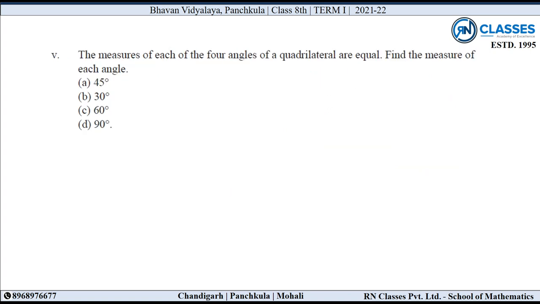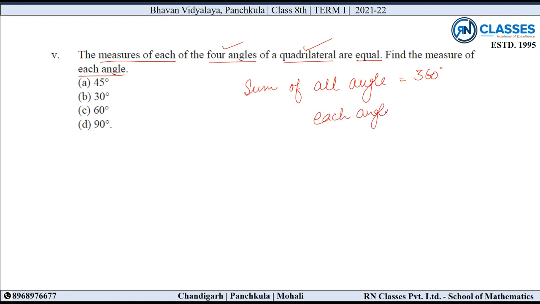Part 5. The measures of each of the 4 angles of a quadrilateral are equal. Okay, find the measure of each angle. Okay, it's a quadrilateral and measure of each angle. 4 angles. Ab quadrilateral kaisi quadrilateral ho? Done. To hum log ek kaam karte hain. Sum of all angles of a quadrilateral is equal to 360 degrees. Sum of all angles is 360 degrees. Each angle nikalna hai mujhe, right? How many angles are there in a quadrilateral? Four angles.